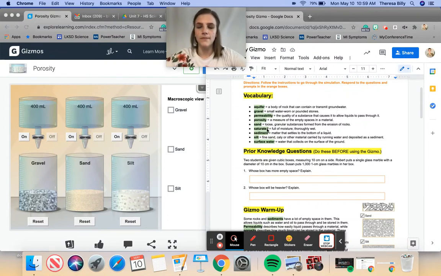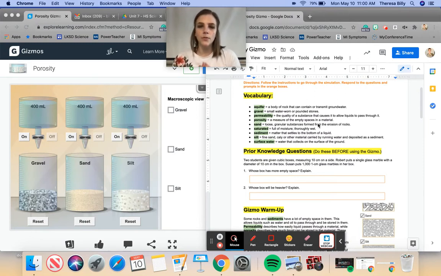The next one, sand. Like you already know sand. Saturated means to have complete moisture. Fully saturated means you are holding as much water as you possibly can. Sediment is any matter that settles to the bottom of a liquid. It could be something very small like silt. It could be something like sand or something that's as large as gravel. Any of those are called sediment.